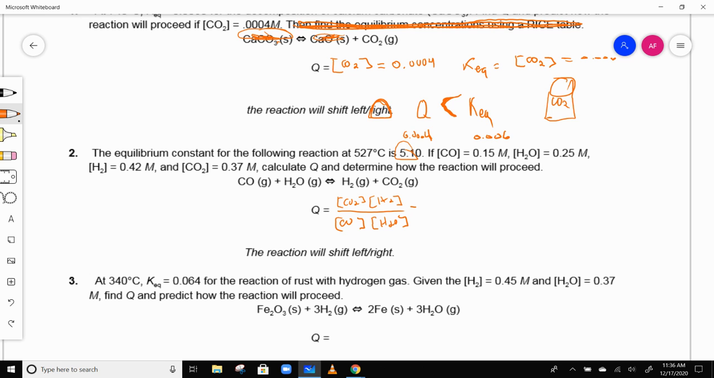Okay, so the CO2 is 0.37. H2 is 0.42. CO is 0.15. And H2O is 0.25. Okay, and we do the math there. I didn't do it just yet. Let's see here.